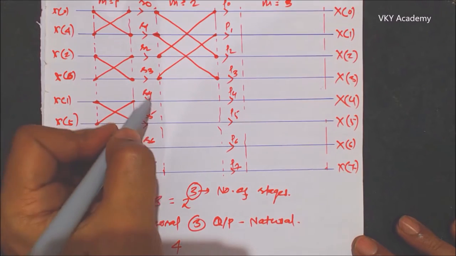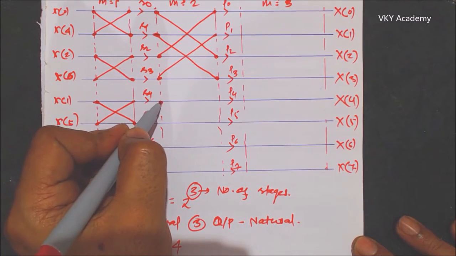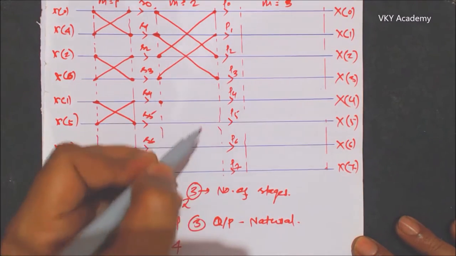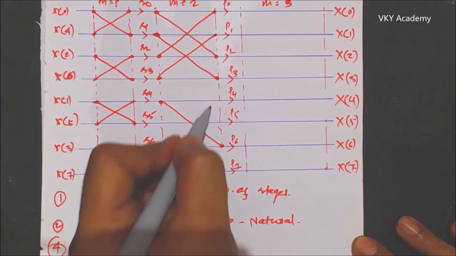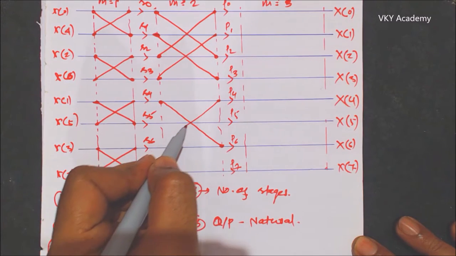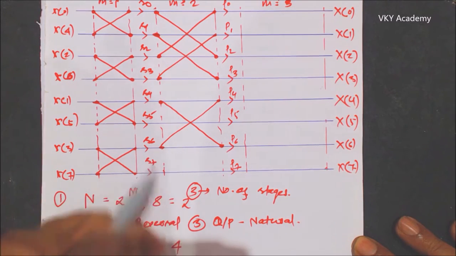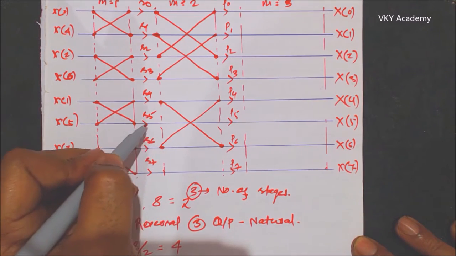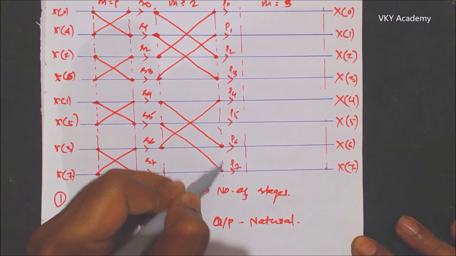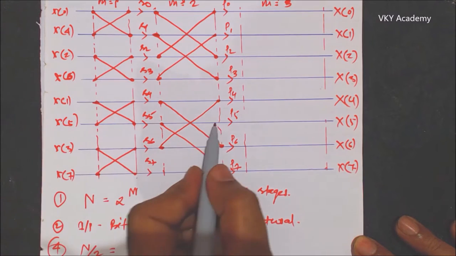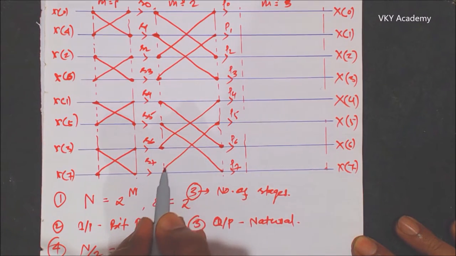Next unengaged input is S4. So start from here, leave 2 points and join here. Similarly, join this point with this point. Now next unengaged input is S5. Start from here, join here by leaving 2 points. Start from here, join here.